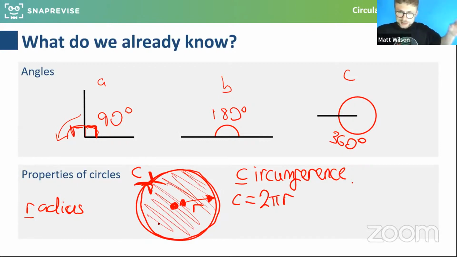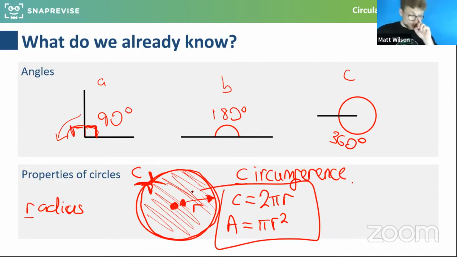How much space does it take up? And so the area is usually given the symbol A. And again, it involves this strange symbol pi, and it's given by pi times the radius squared. So these are going to be 2 formulas that we need today to talk about circular motion, which makes sense because they are the basic properties of circles.